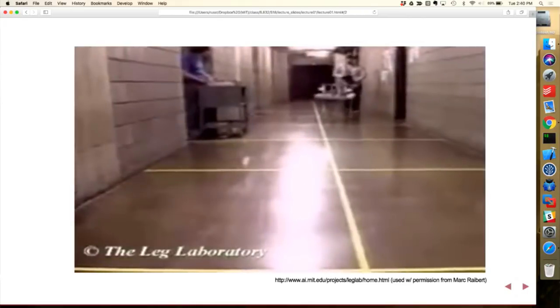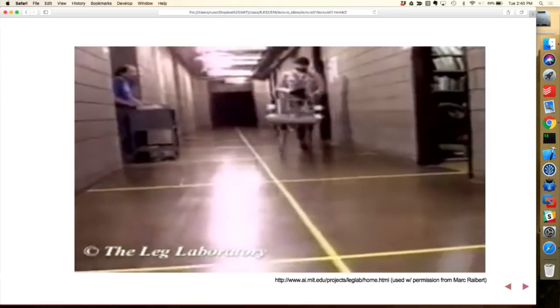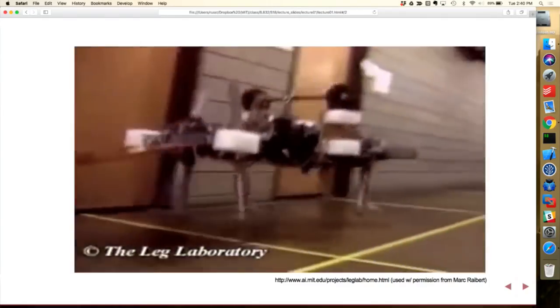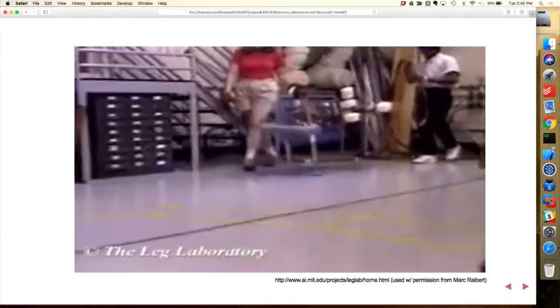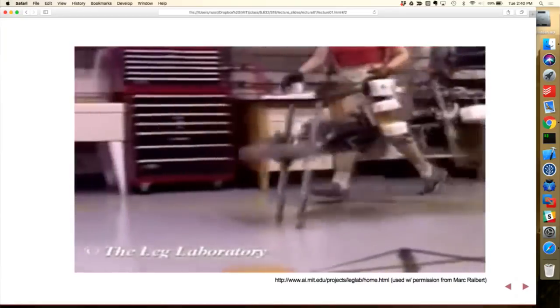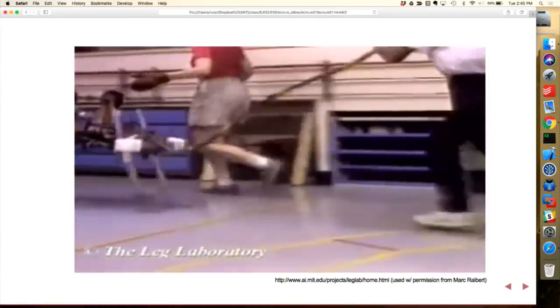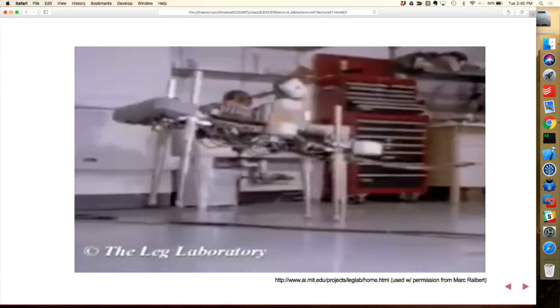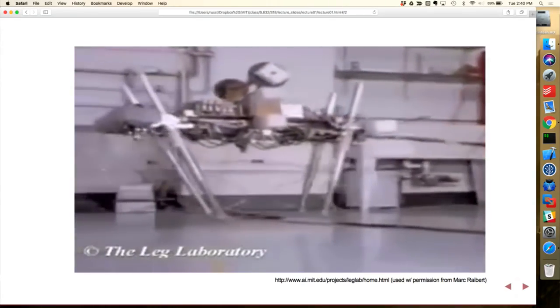This was the early quadruped. Just absolutely amazing robots back in the early 80s. The controllers that underlie this are still sort of the stuff that makes the controllers at Boston Dynamics hum, right?